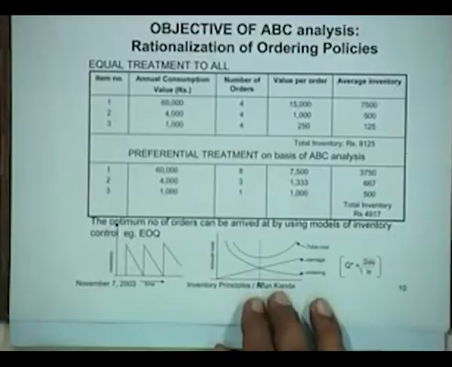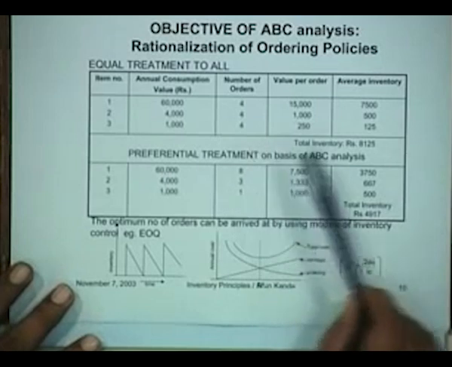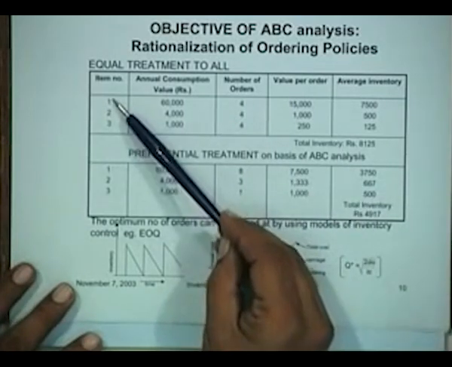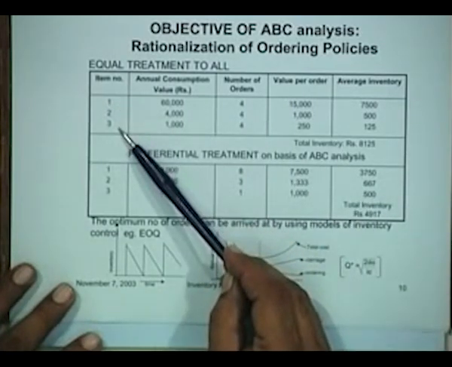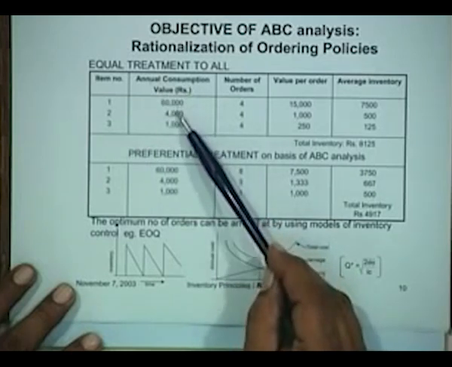So this is another way of looking at the average annual usage of different types of items. Let's look at the objective of ABC analysis, and let's try to rationalize ordering policies based on this kind of analysis. Suppose we have 3 items which are to be stocked in a factory, and let's say the annual consumption values of these items are of this nature.